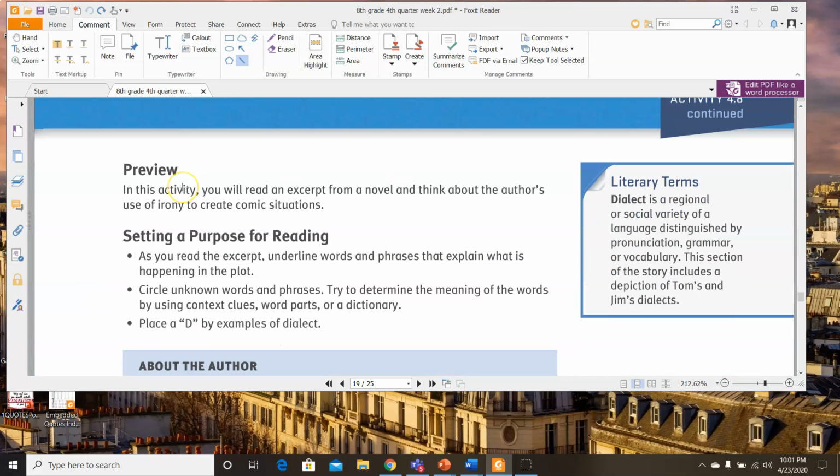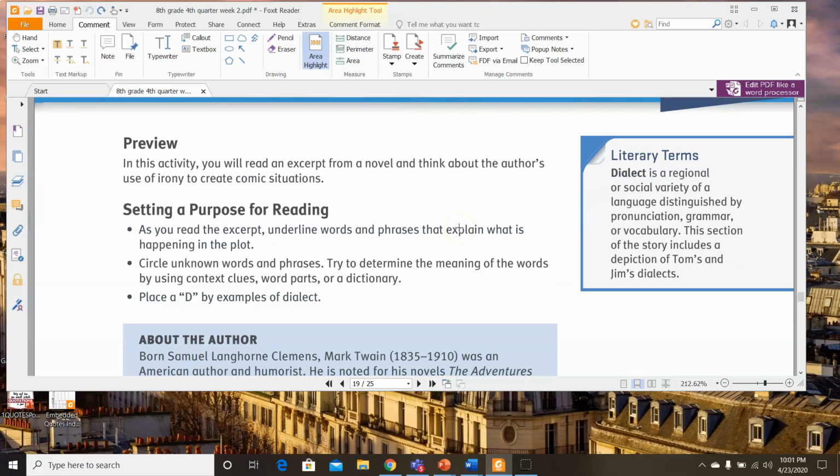So now we're going to preview the text that we're about to read. So in this activity, we're going to be reading an excerpt from a novel and thinking about the author's use of irony to create comic situations. So as you read the excerpt, we're going to be underlining words and phrases that explain what is happening in the plot.